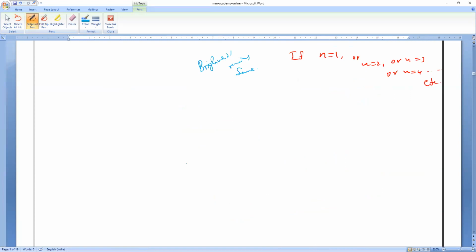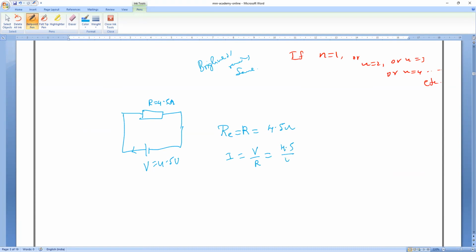So for example, I connected only one bulb where R is equal to 4.5 ohms and the supplied voltage is 4.5 volts. It is only a single bulb. So R effective is equal to R, which is 4.5 ohms. Then what is the total current? V by R, which is 4.5 divided by 4.5. Still the current passing is 1 ampere only. So the brightness of the bulb remains the same. Do you understand, everyone?